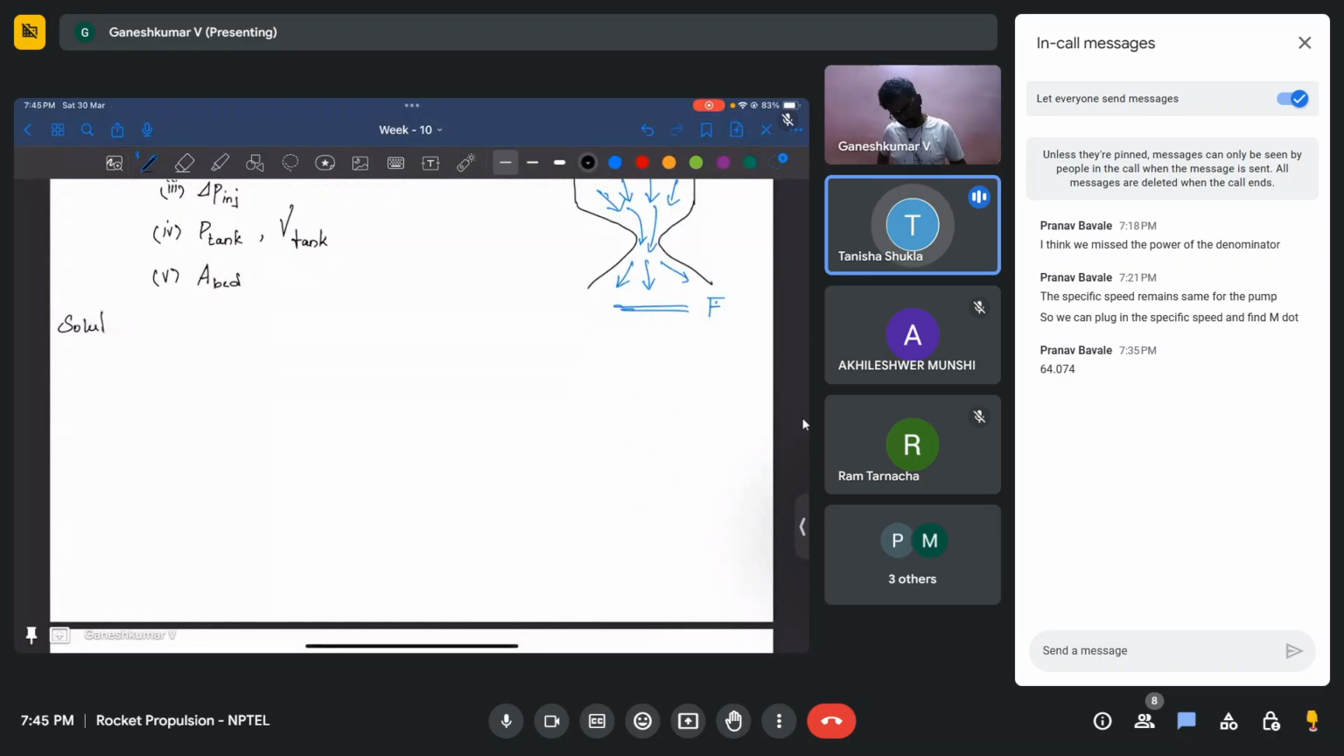Sir, what is bed? Bed, you mean? So this whole thing we call it a bed, basically. Is that your question, Tanisha?